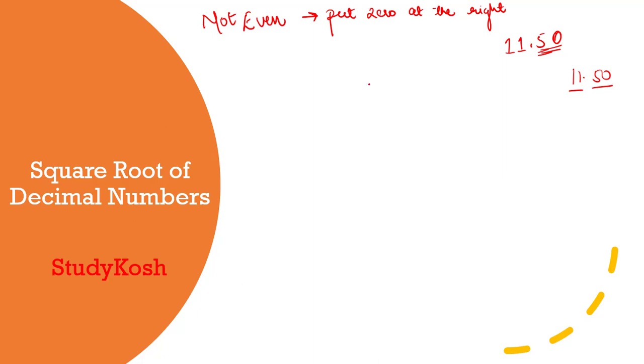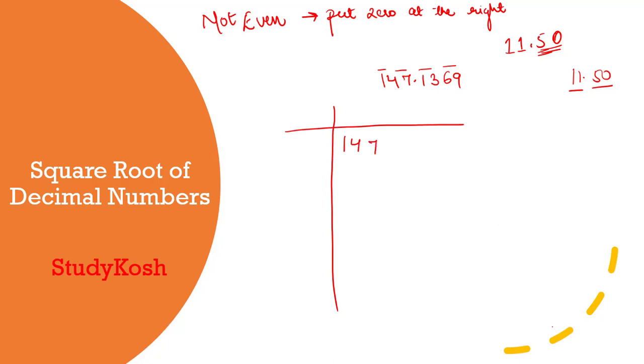Here, if you are going to find out the square root of 147.1369, you can see the numbers are even after the decimal, so there is no need to put any 0 here. Now make the periods or pairs, you can say, like this. The next step would be to divide this number.